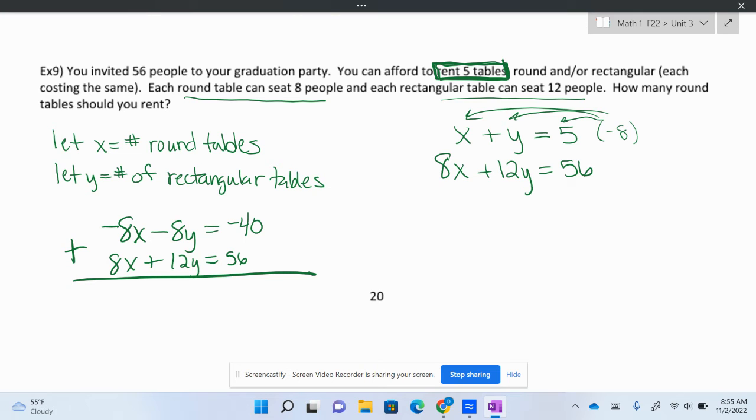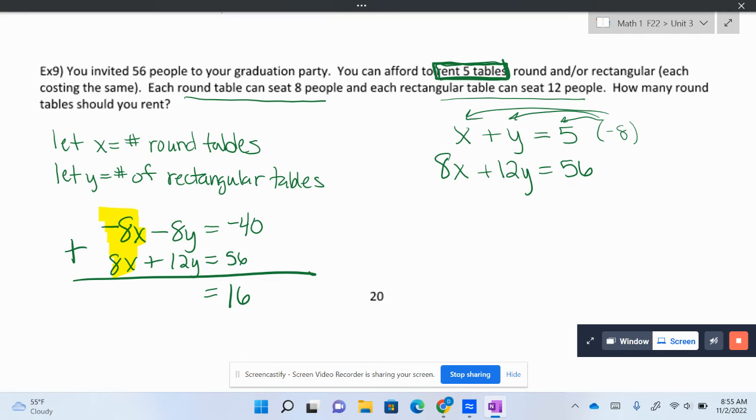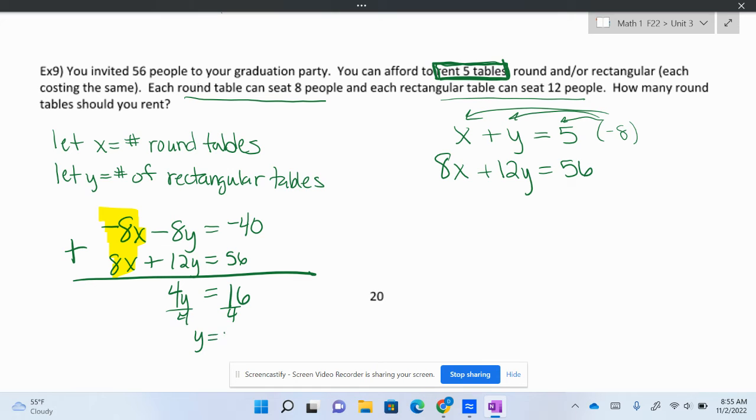I'm going to add these two equations together. Let's see. -40 and a positive 56 equals 16. My x's cancel out, which is what I want, right? I want these to go away. -8y and a positive 12y equal 4y. Divide both sides by 4, and I find out that y equals 4. That means I'm going to get 4 rectangular tables. How many tables am I buying? How many total tables am I buying or renting? 5. So how many round tables am I getting? 1. 1 round table.